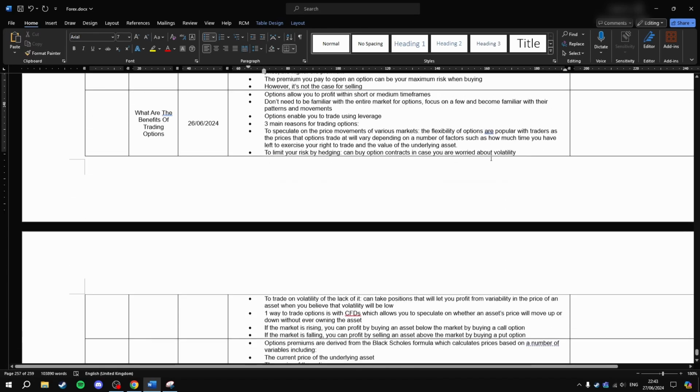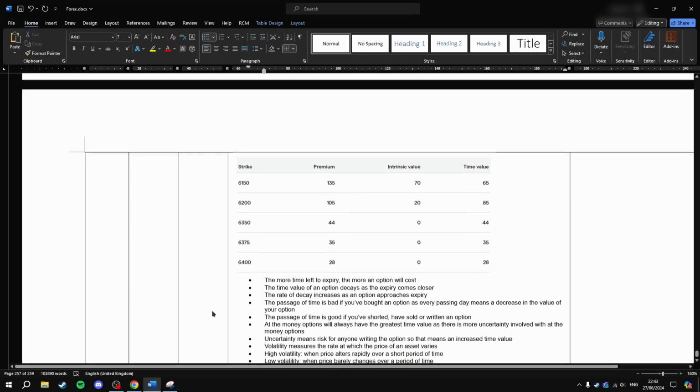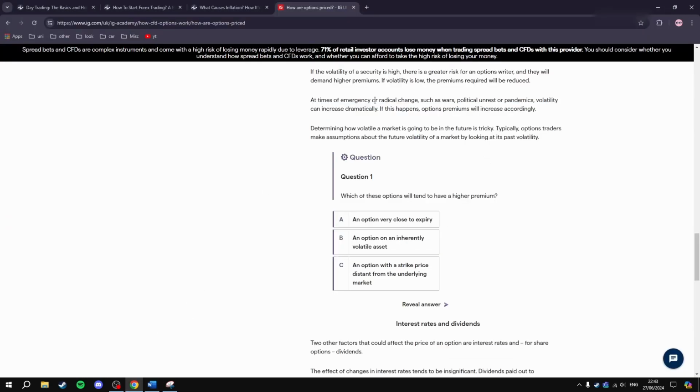The seller of the option is called a writer. So if volatility is high, there's greater risk for the seller. But I thought that if there's high volatility, it means it's going to be easier for the strike price to be reached.